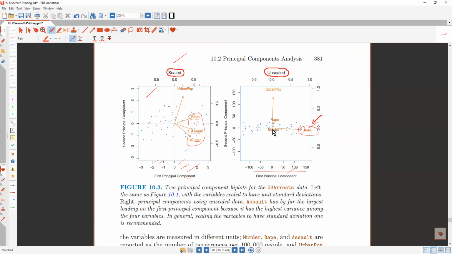How's murder doing? Not so much. Look, murder is only over here. Rape is only over here, right? Urban pop, sorry, I should be looking at this axis here, right? They're very, very close to 0 over here. This axis is for the component scores. We're looking at the actual variables, so we're looking at the loadings over here. But we see that assault is dominating. Now the question is, why is assault dominating? Why is assault the dominant variable in this particular analysis on the first principal component?